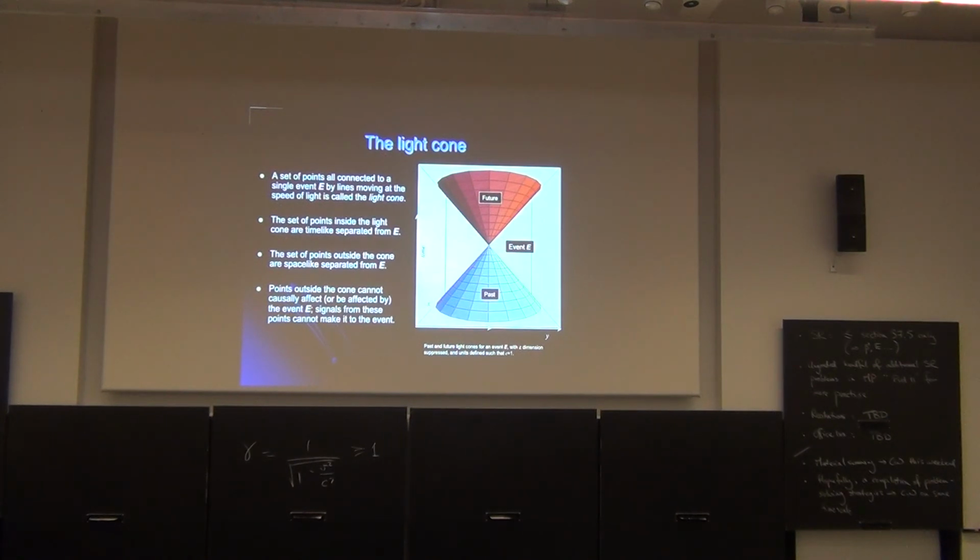So points above and below E, but outside of the cone, are not separated by time? They're not causally connected. So I think it's sort of the inverse question. They could be both separated in space and time, but they cannot be connected by information transfer because it would have to be going faster than the speed of light. So it works both ways.